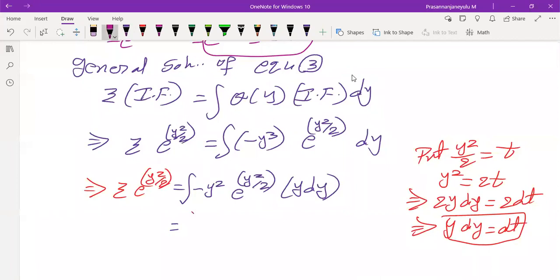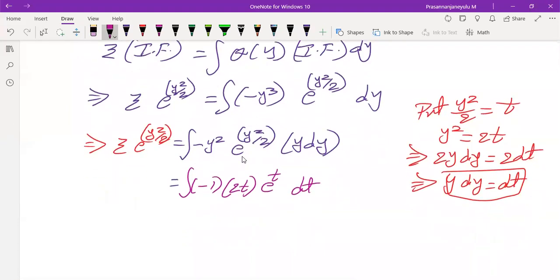Then what are we going to get on the right hand side part? Minus 1 into what is y square? Y square is 2t. So we'll get here 2t. Y square by 2 is t. So e power t into y into dy. What is y into dy? It is dt. So on the left hand side, I'm substituting only on the right hand side, wherever we require to find the integration.